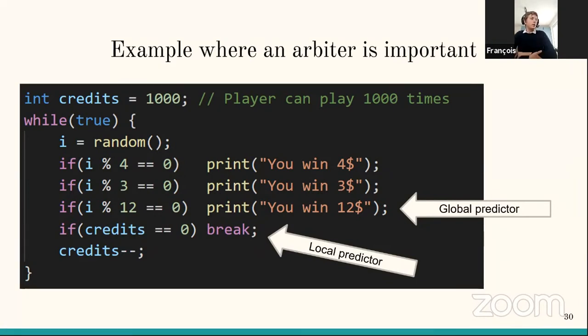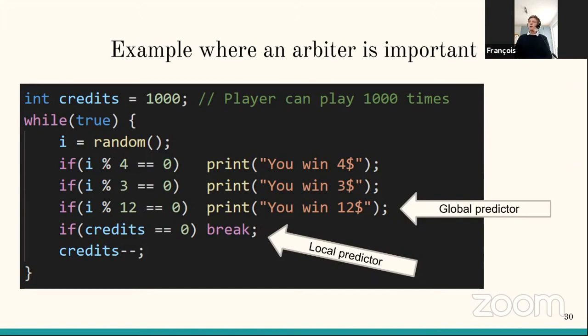So here an arbiter is an important feature because it can say, for each branch, whether you should take the global predictor or the local predictor. And how does the arbiter do this? It's not written in the paper. And since it's a paper that comes from the industry, they probably don't want to share all the secrets. So we have no information about this.